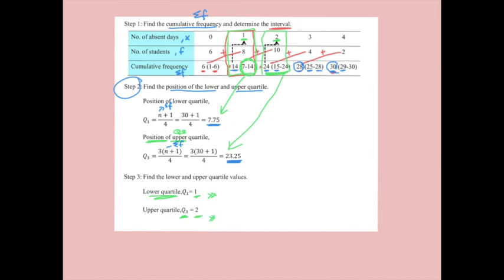Please remember that you need to comment on the value. So for quartile 1, 25% of the students are absent less than 1 day. Meanwhile, 75% of the students are absent more than 1 day. If you forgot how to comment on the value, please refer to the previous video.